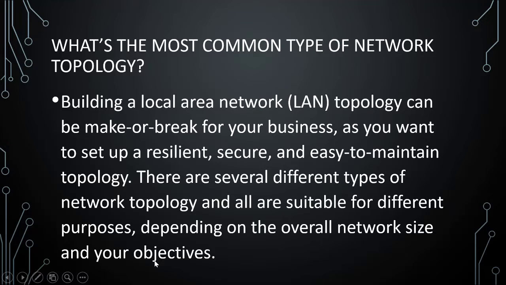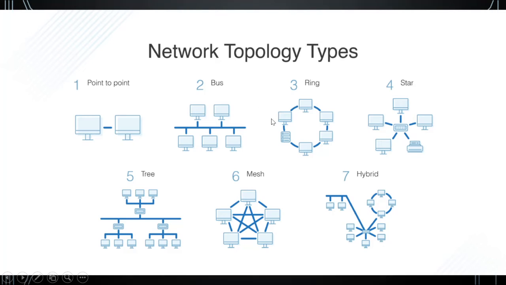Okay, what's the most common type of network topology? First is building a local area network, or the LAN. Topology can make or break your business, as you want to set up a resilient, secure, and easy-to-maintain topology. There are several different types of network topology and all are suitable for different purposes, depending on the overall network size and your objectives. So these are the types of network topology.